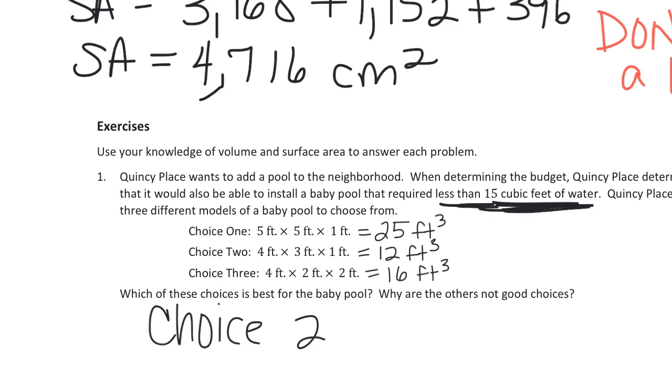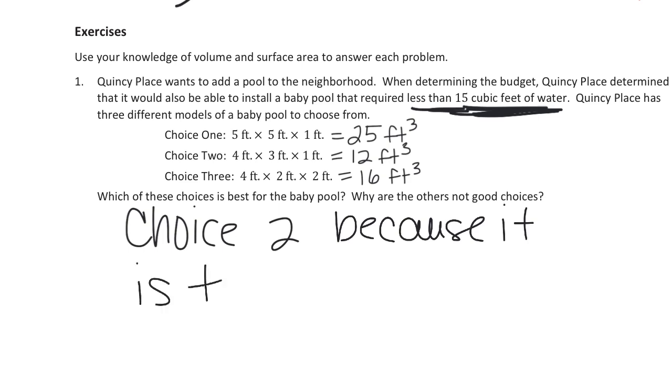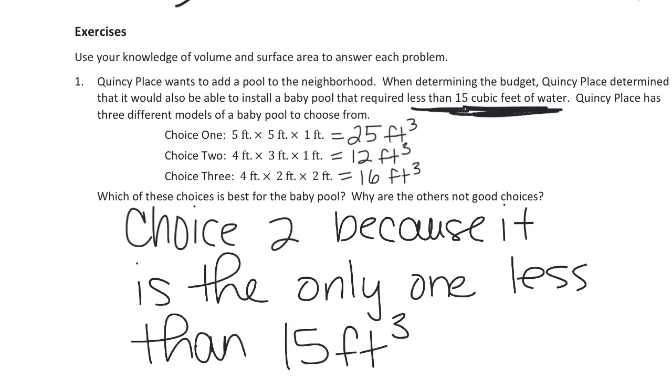And why are the others not good choices? Okay. Choice 2, because it is the only one less than 15 cubic feet.